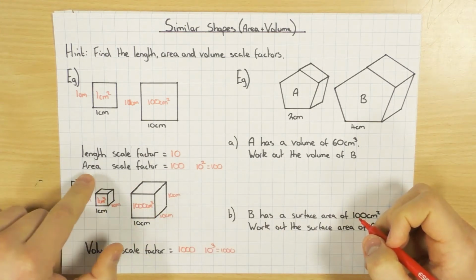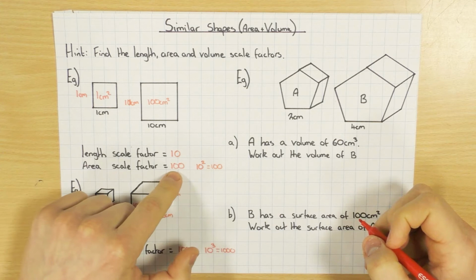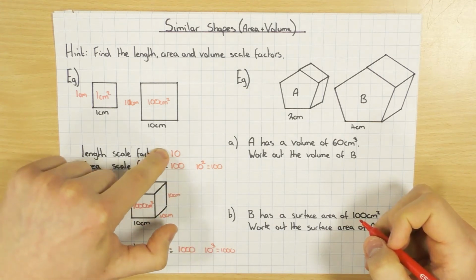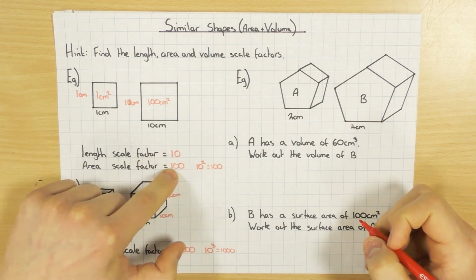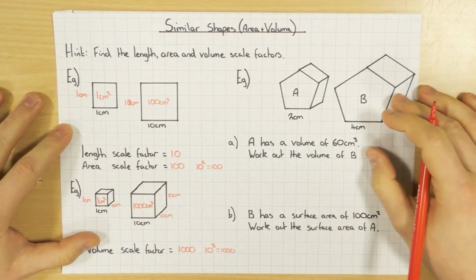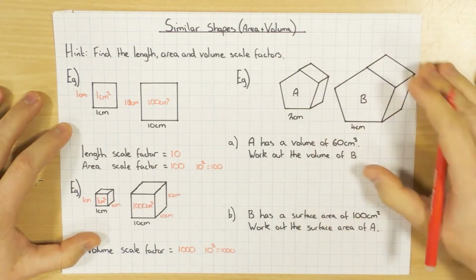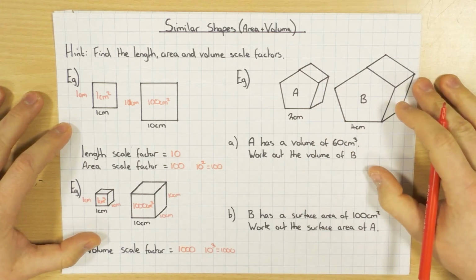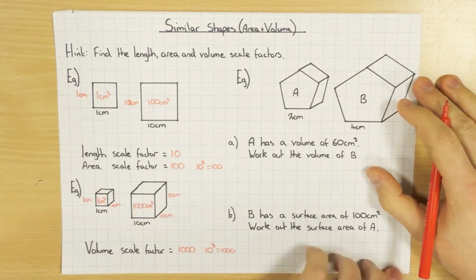Also, what you can do is if you're given the area scale factor, which is 100, and you need the length scale factor, instead of squaring, you can do the opposite and square root it, and again, that will tell you what the length scale factor is. But hopefully that will become a bit clearer in the couple of examples that I've got coming up. So let's have a go at this one.